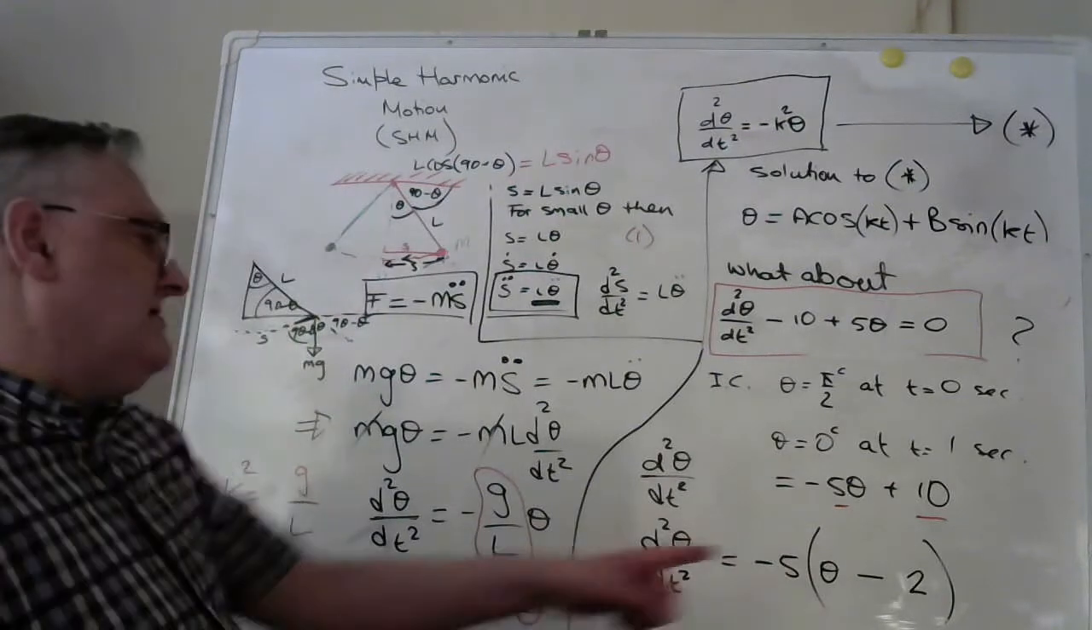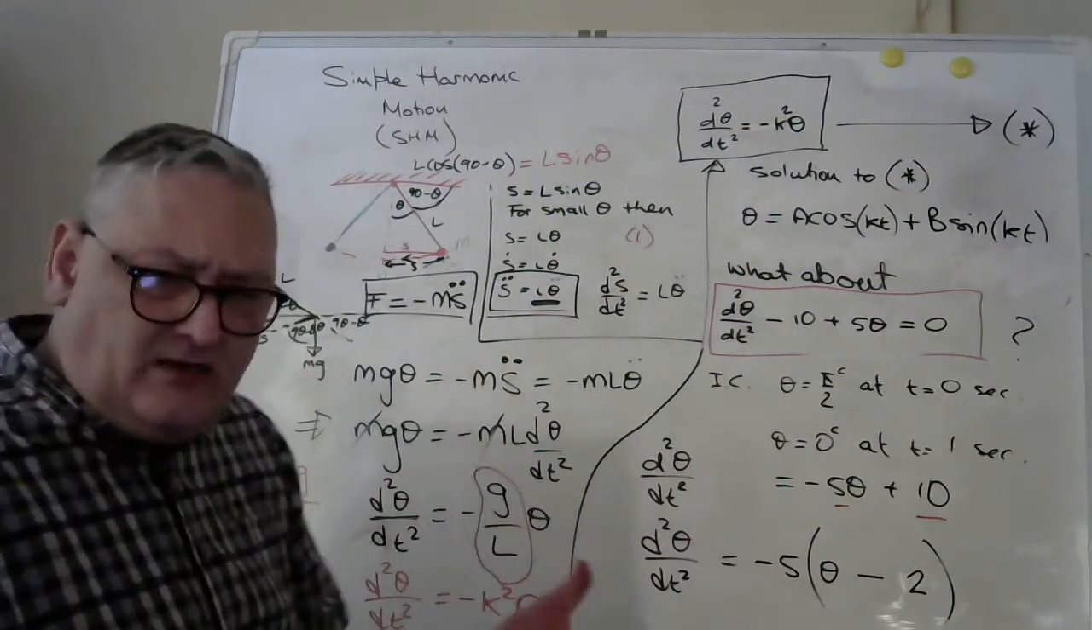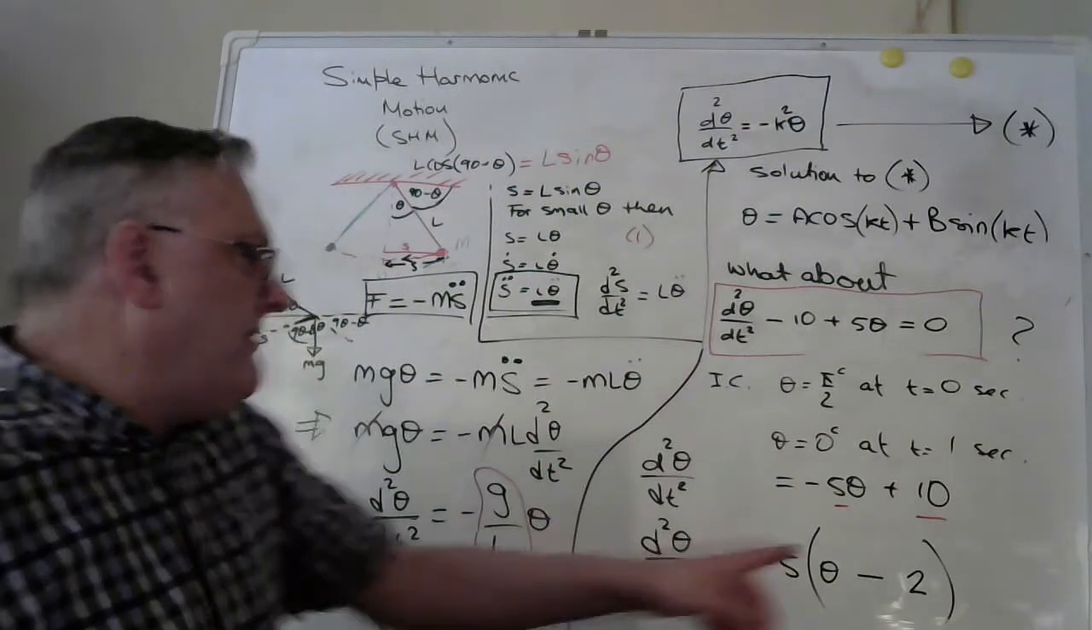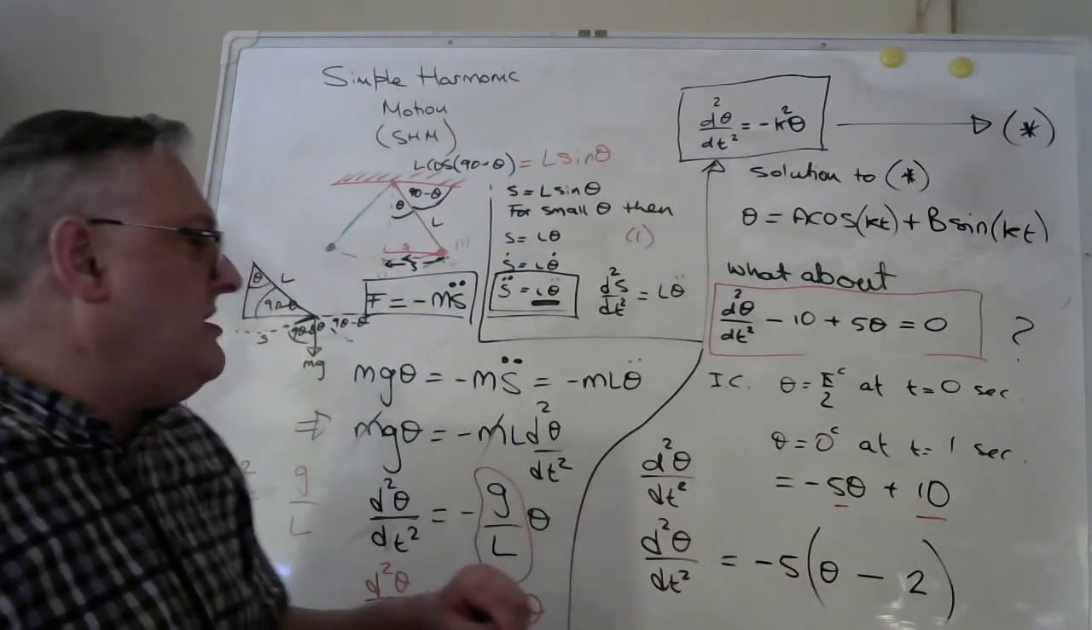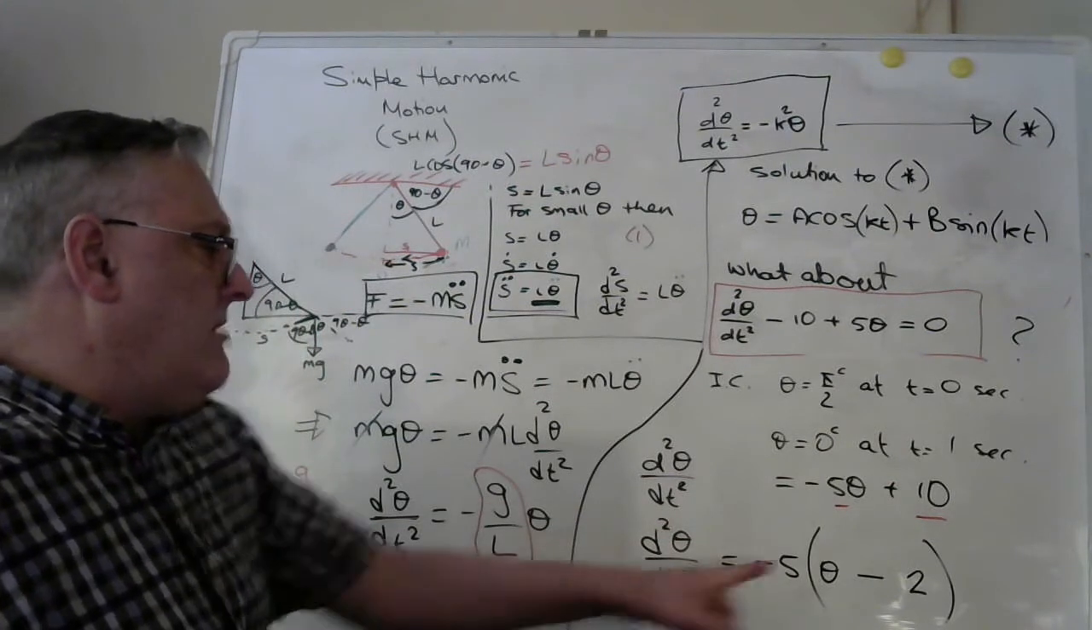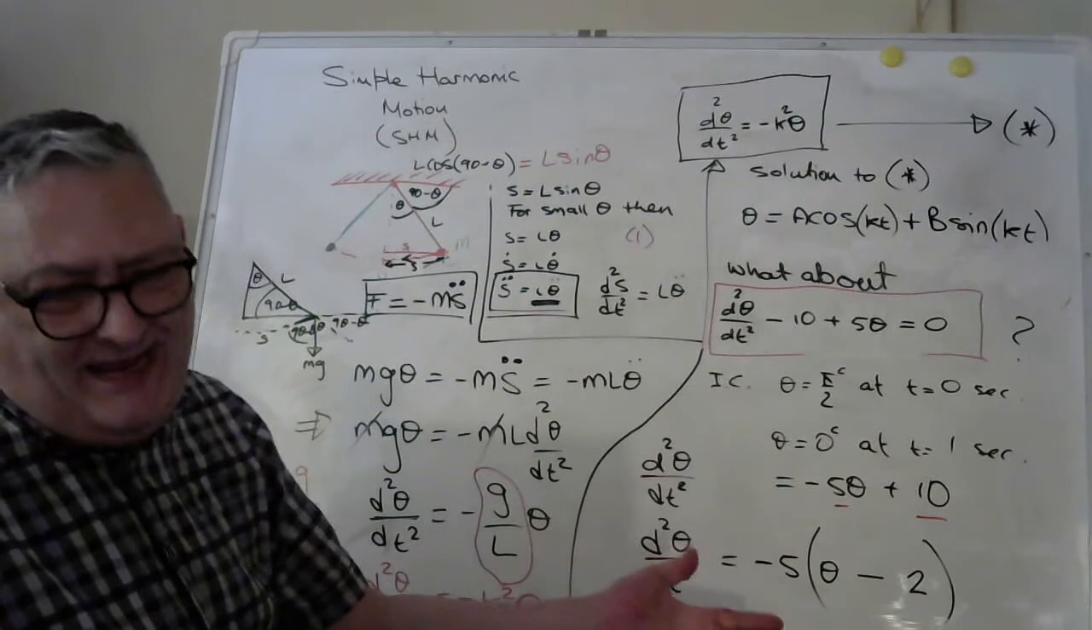Now, is that looking more like what we want? Well, we've got a theta here, we've still got a minus 2. And we know the 5 must be k squared.